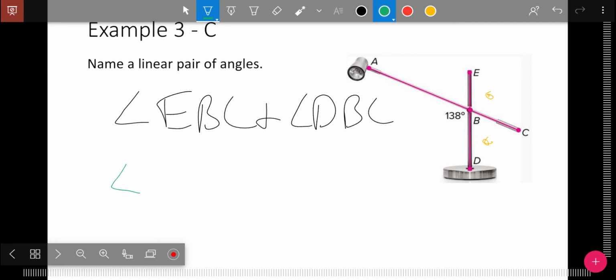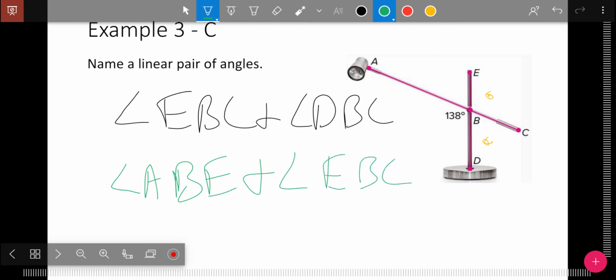Let's go to the top now. Angle ABE and angle EBC. Right, that was this one and this one. That would have worked as well because they make the straight line right here.